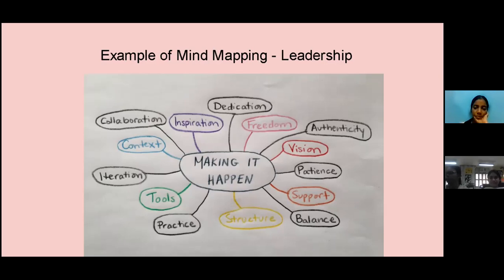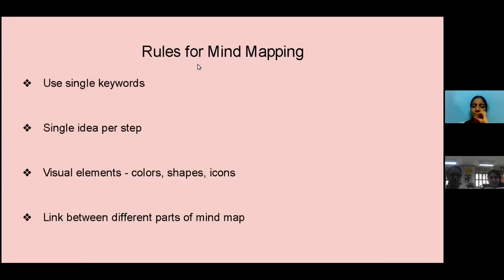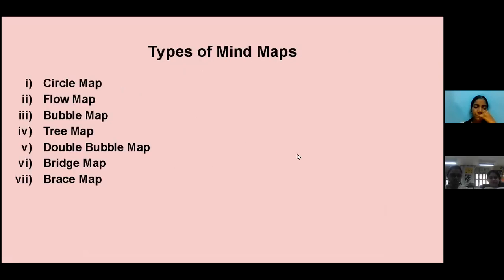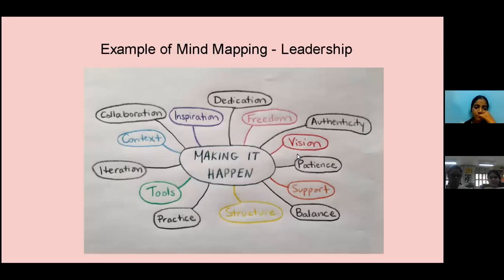Okay. Next. Okay, ma'am, what are the rules for mind mapping? Now see, this is very important. Rules of mind mapping. It is not that anyhow we can do the mind mapping. First of all, use single keywords. Now see here, if you see the earlier example over here, there is a single keyword we are using.